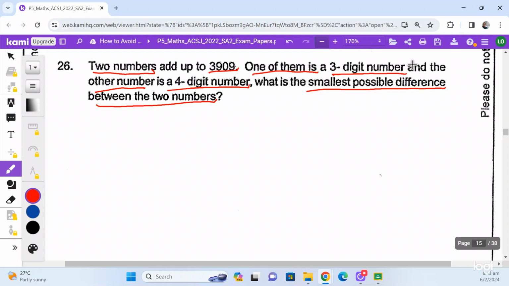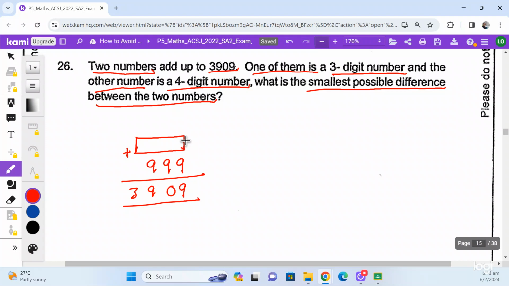Alright, okay, so one of them is a 3-digit number. So what is the biggest 3-digit number that you can have? The biggest 3-digit number that you can have is 999. And when you add these two numbers together, you will have 3909. Okay, so what do you think is that number on top? Right, so you take 3909 and you minus 999. I'm going to use my calculator to do it a bit faster. So I take 3909 and I minus 999, I will get 2910.